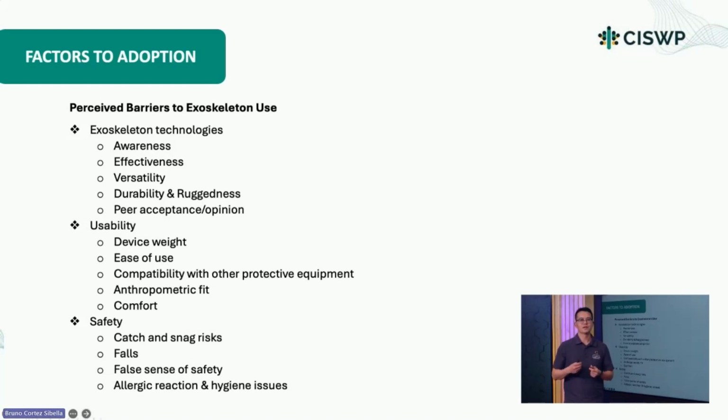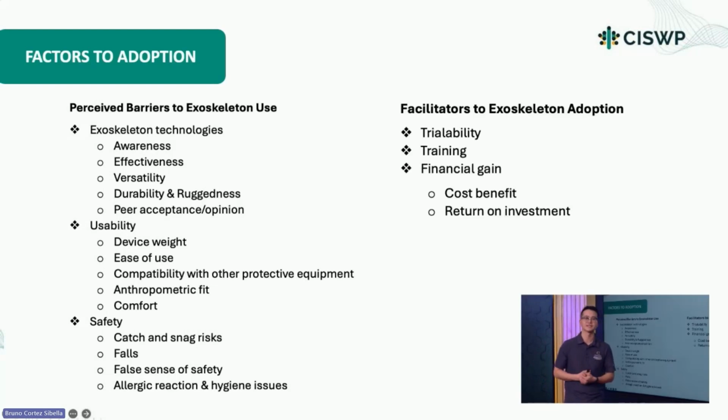They also questioned whether the utilization of exoskeletons could be perceived as a sign of weakness, as in those who were using exoskeletons weren't capable of doing the job on their own. The stakeholders also shared some factors that would facilitate exo adoption. They indicated that having a chance to trial the exos and having training on it would be helpful. And of course, a key driver to adoption is knowing that there's going to be a return on investment.